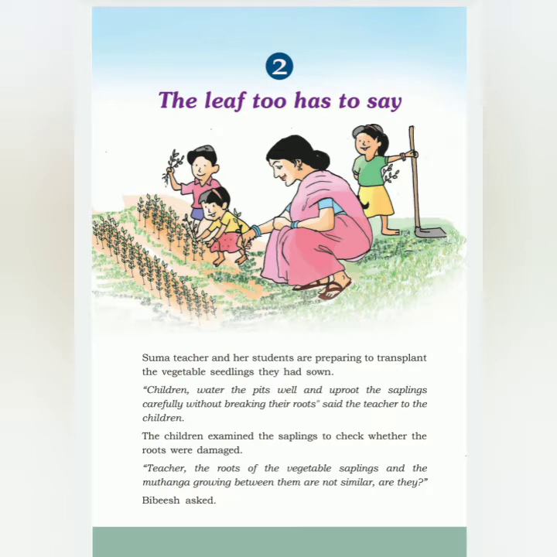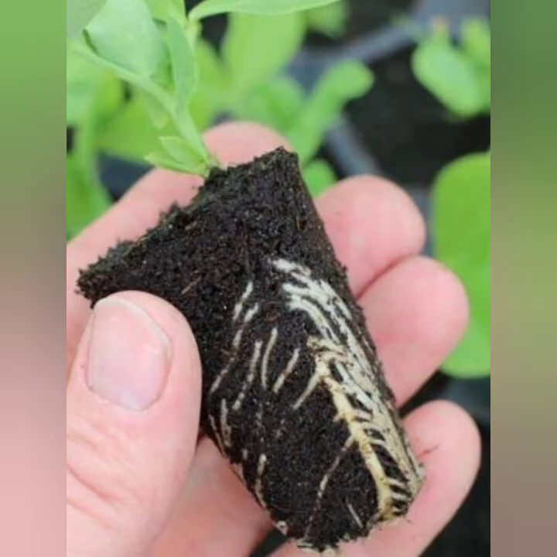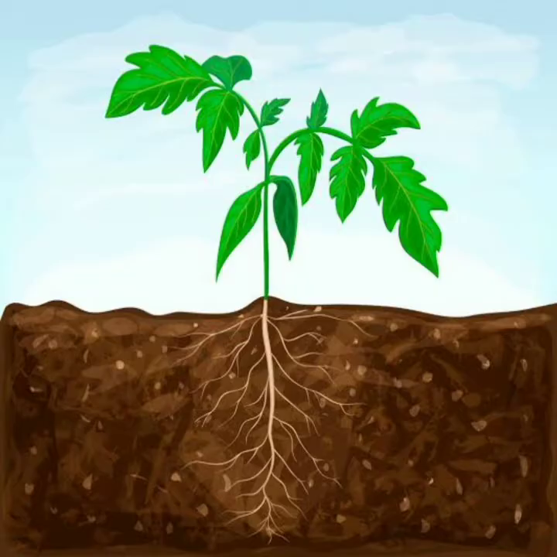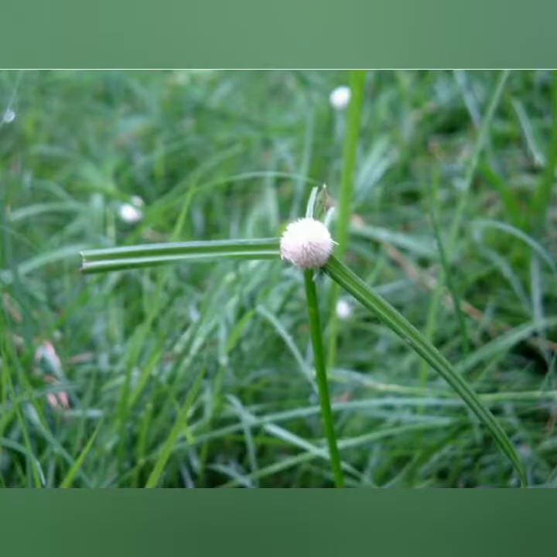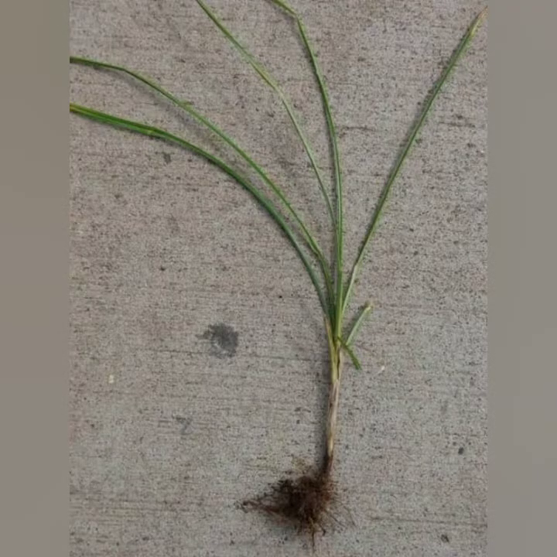Children, have you ever observed the root of plants? When we are transplanting a seedling that is already sown, we can find the root of it. Here in this picture, you can see the root of a vegetable sapling and a root of a muttanga growing between these plants. Are the roots of these plants similar? No, there are differences, isn't it? What are the differences that you can see from the picture?